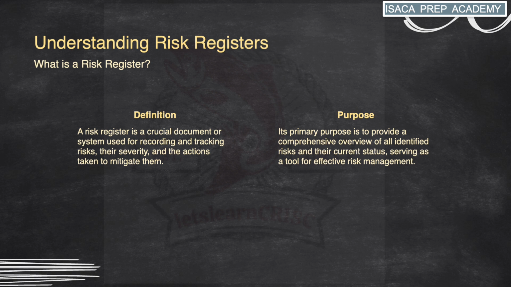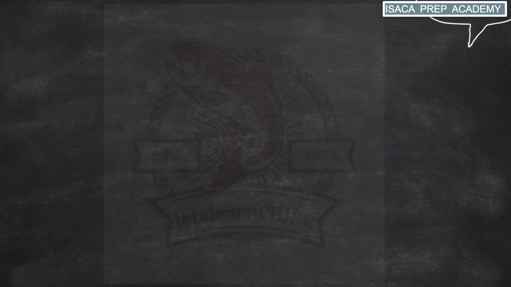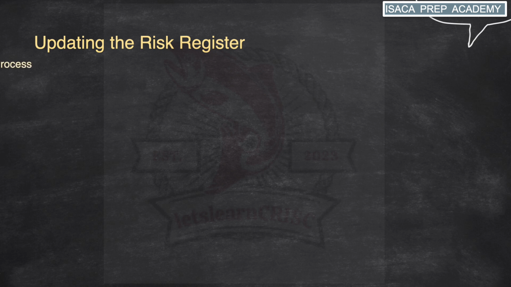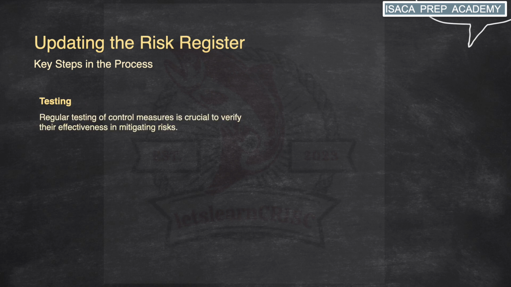Overall, friends, the purpose of a risk register is to support informed decision making, enhance risk awareness, and promote proactive risk management practices within an organization. Moving next, we'll discuss updating the risk register, that is, key steps in the process. First is testing.